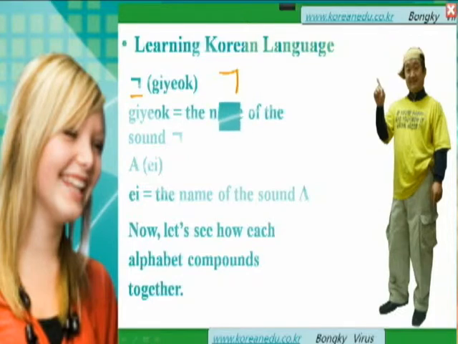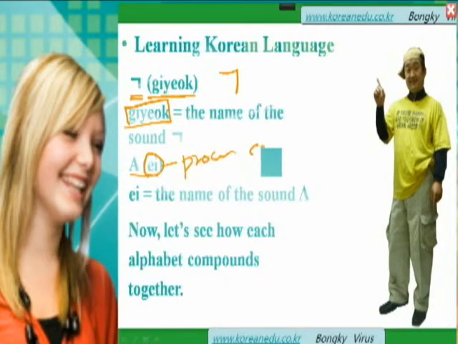I'm just showing you the similarity and difference between the English language and the Korean language. So let's see the first consonant of the Korean alphabet, 기역. We can just write 기역 here. What is 기역? 기역 is the name of the sound 기역. It's a promise. As with the English alphabet A, this is what? A pronouncing code. A, this one is the name of the sound A. Now, let's see how each alphabet compounds together.